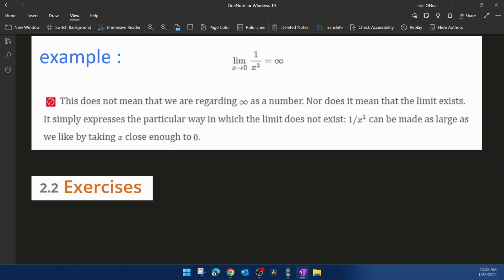So what you need to get out of this is that the limit of a function can approach infinity, but that doesn't mean that the limit exists. It simply means that it gets infinitely high. But in order for a limit to exist, technically it has to approach a specific value. And infinity isn't a specific value.